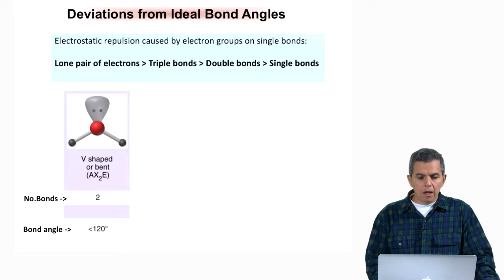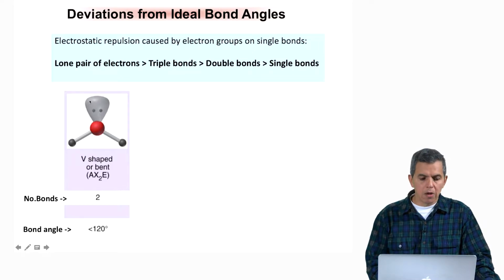bonds. The electron groups that could cause this repulsion would be a lone pair of electrons, such as that illustrated in this orbital representation of this V-shaped molecule, triple bonds, double bonds, and all of these electron groups have a stronger electrostatic interaction than a single bond in the order in which they appear here. The strongest one would be the lone pair of electrons, followed by triple bonds, followed by double bonds.